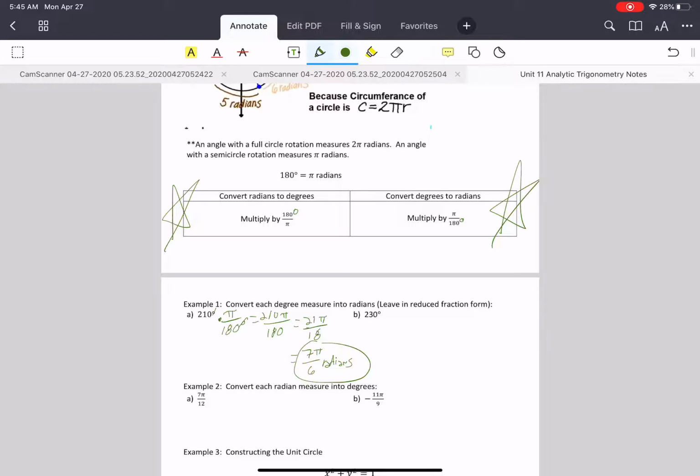Let's do another one. So times by pi over 180 degrees so that the units of measure cancel. So then I have 230 pi over 180. Remember, when you multiply fractions, you multiply straight across. Let's reduce by 10. And this time, because 23 is prime, nothing is going to reduce away after that.